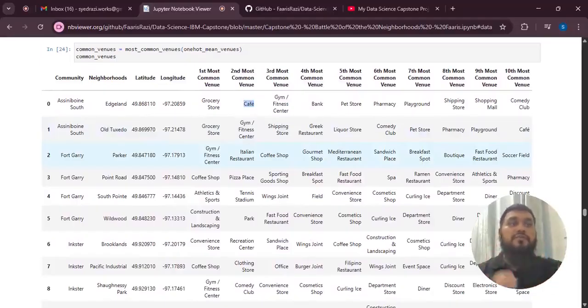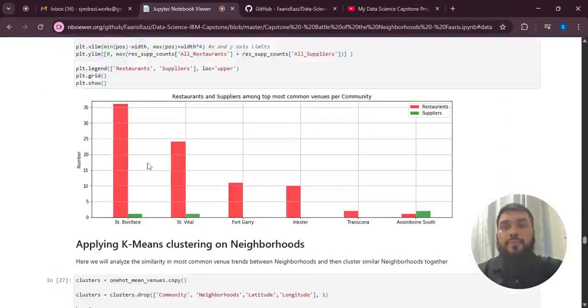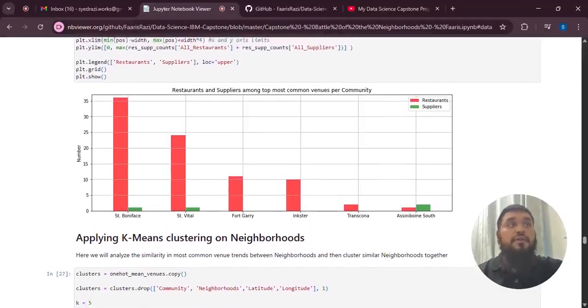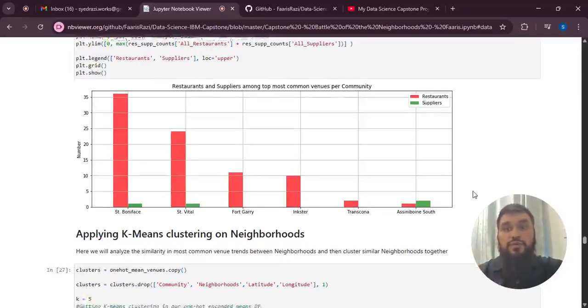And this paints a picture for us of the neighborhood profile, that they're most known for gyms, restaurants, and so forth. So in St. Boniface, the red bars are the total restaurants, the green bars are our grocery stores and suppliers, basically. So you can see that off the bat, maybe Assiniboine South will be a good place for us, but you might see that might not be the case, because what if there is not much of a footprint or not many customers there? So at the expense of that, it might not be a good idea to set up a restaurant, but we'll get to see that more shortly.